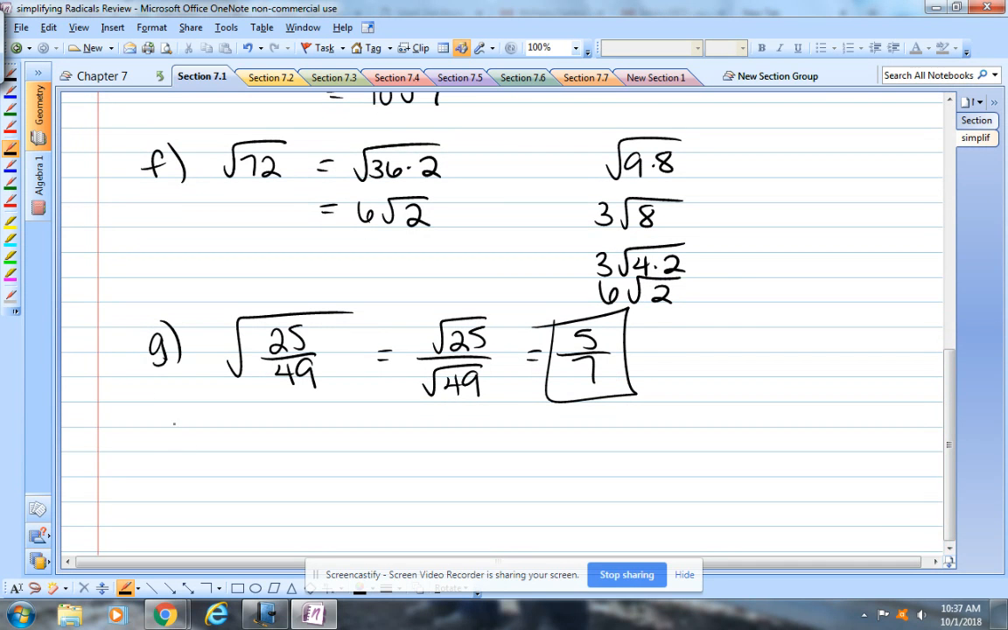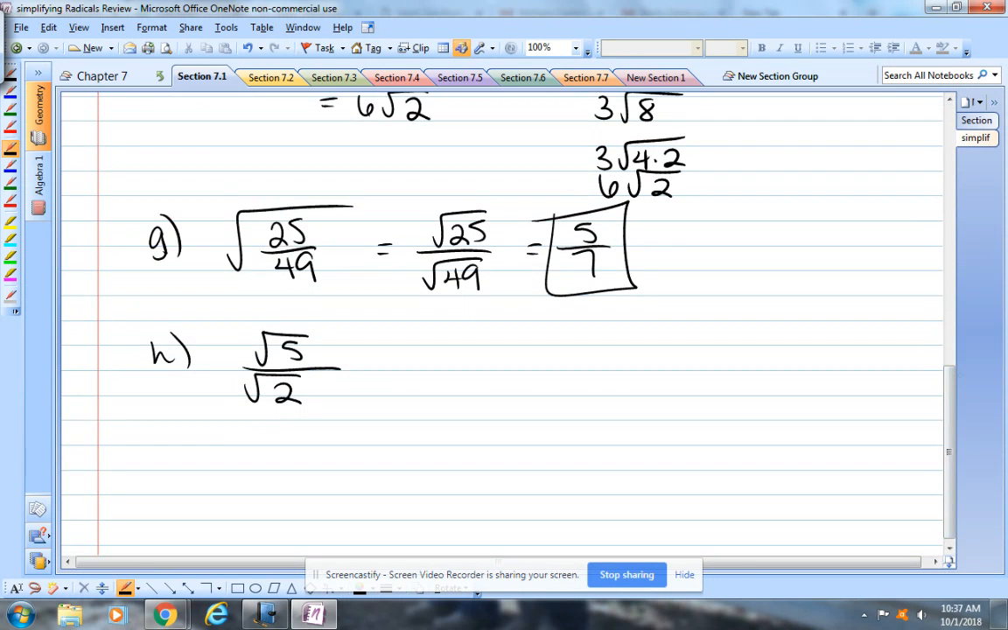Well, also with radicals, you cannot leave a radical in a denominator. Can't do it. So like say we have this, radical 5 over radical 2. Is there a square other than 1 that goes into 5? No. What about 2?